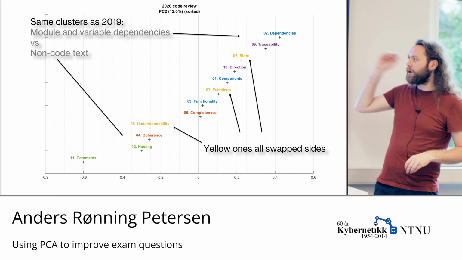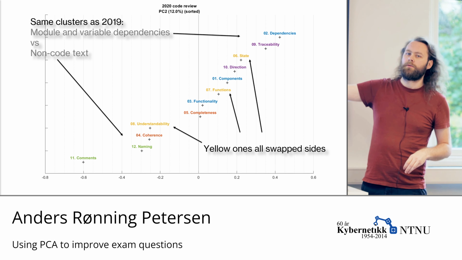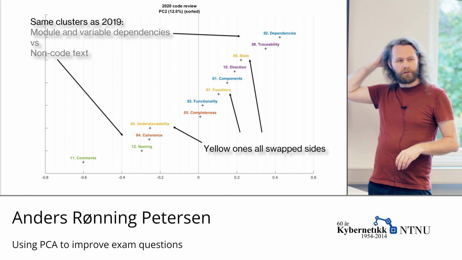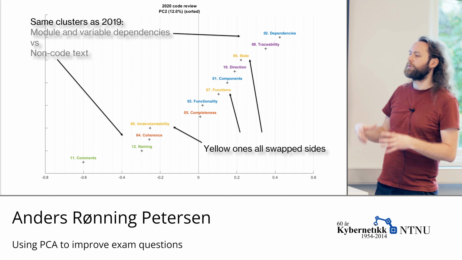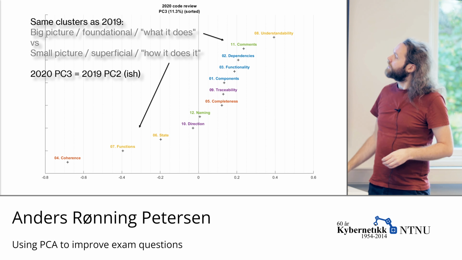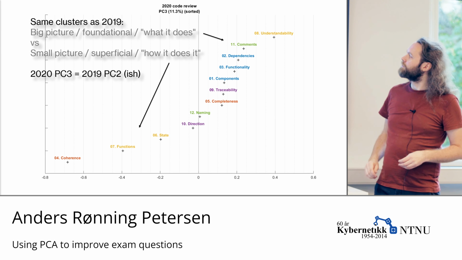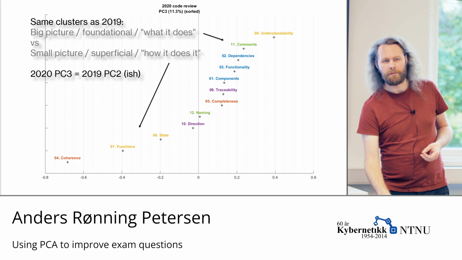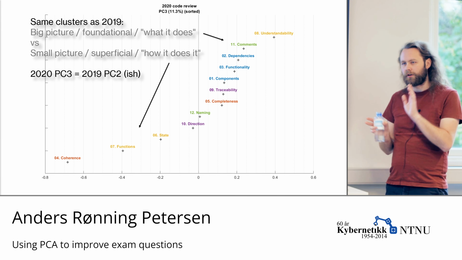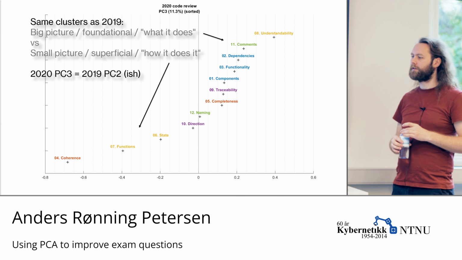There's still this non-code text thing, like variable naming and so on. It's not a structural thing. And then you have the module and variable dependencies, which is the structural thing in the code. And then again, we have more or less the same thing. It seems like this structural and non-structural split is a very important, two-dimensional aspect of code quality. It seems like a recurring theme.